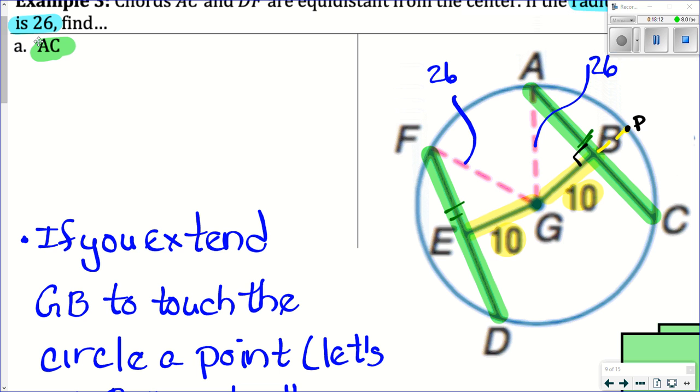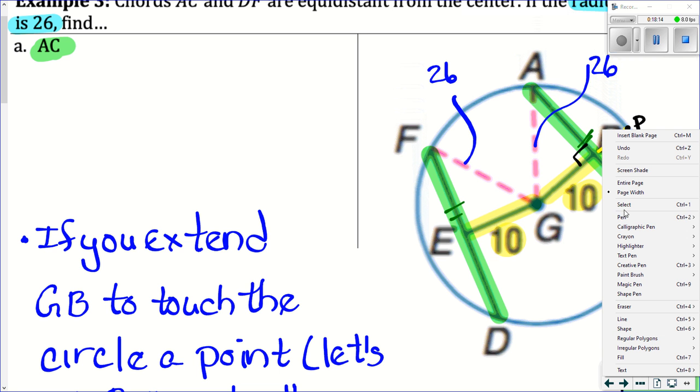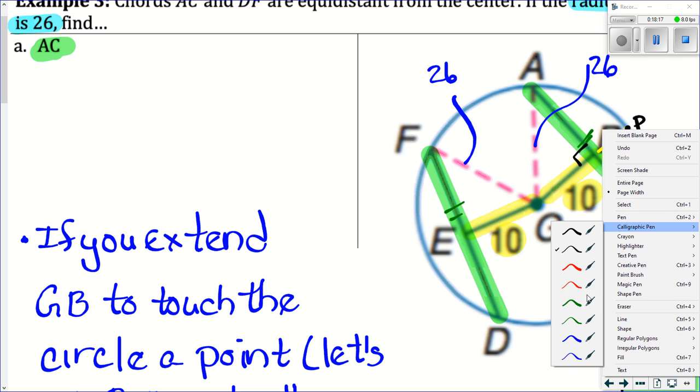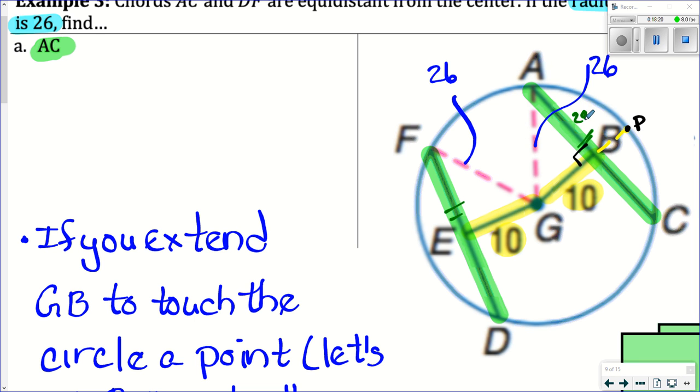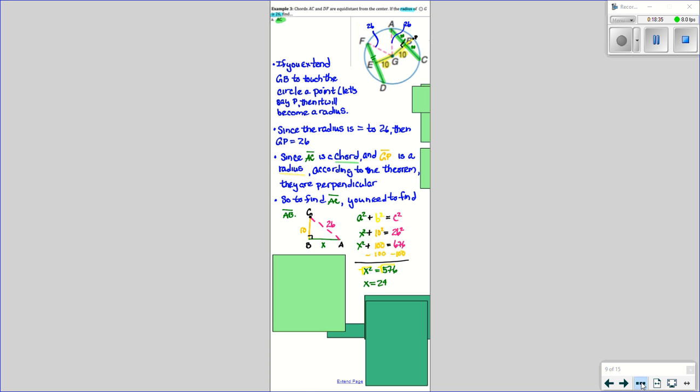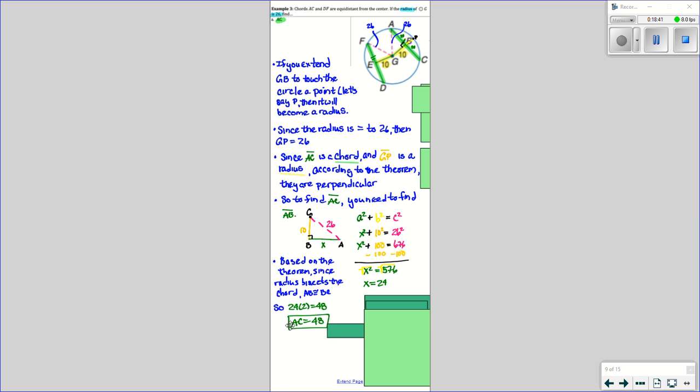So if AB is 24, if this portion is 24, and we know that GB bisects the chord into two congruent segments, then that means this is also 24. So since they want us to find AC, we need to just double it, or add the two, which would give us 48. Like I said, based on the theorem, since the radius bisects the chord, BC is congruent to AB. So therefore, 24 times 2 gives you 48, and we found our measurement for that chord to be 48.